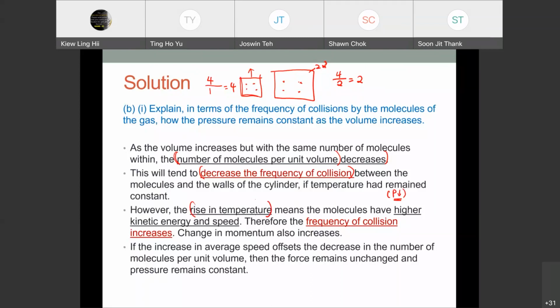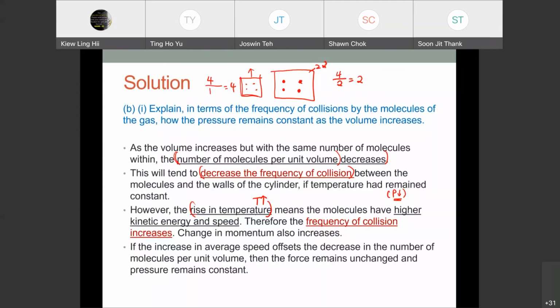So when your temperature increases, it will cause your molecules to move faster because they gain energy. They are more hyperactive, so they move faster with higher kinetic energy and speed. When they move faster, the frequency of collision increases.